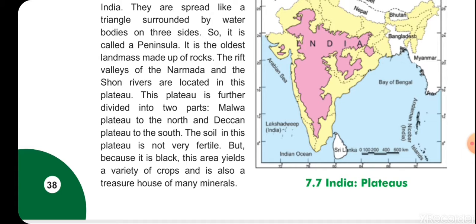The valleys of river Narmada and river Son are situated in the central part of the plateau. This is divided into two major parts. Its northern part is known as Malwa Plateau and its southern part is called the Deccan Plateau. This is prosperous. Prosperous means what? Growing, very rich in nature. So this is a growing and developing region for mineral resources. So it is also called a treasure of minerals of India.